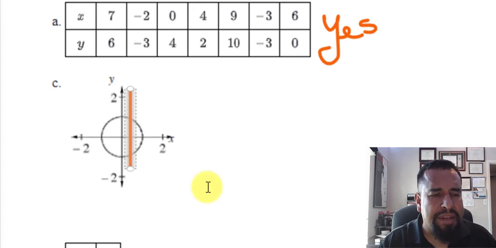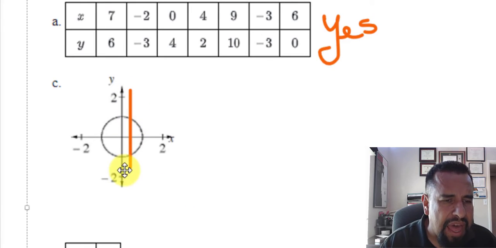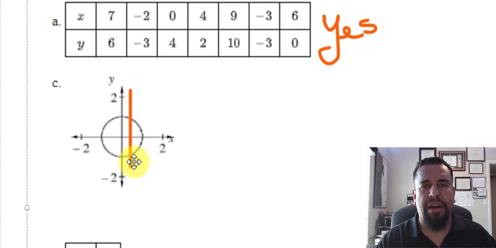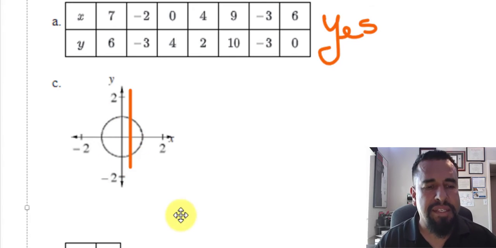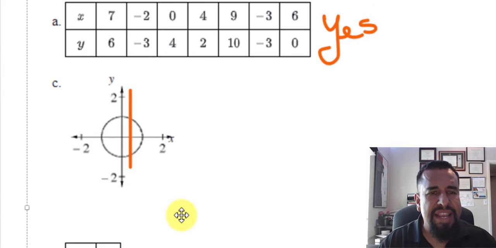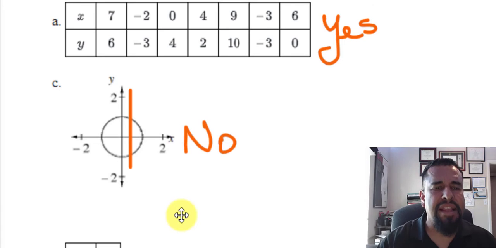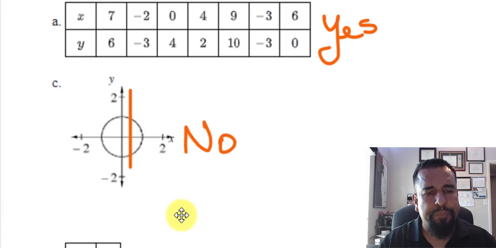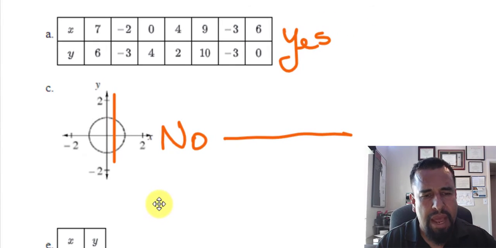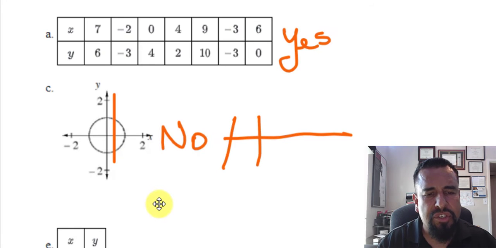And now I'm going to ask myself, how many times did my line touch my graph? So I see it touched it once there. It touched it another time there. Because it touched it more than once, this one here is not a function. That is not a function. But let me take it a step further. Let's say that, well, I'm going to show you how it connects to a table.